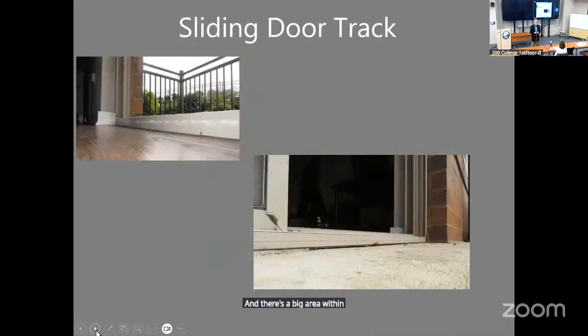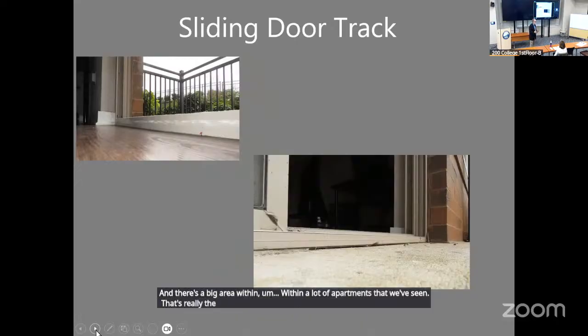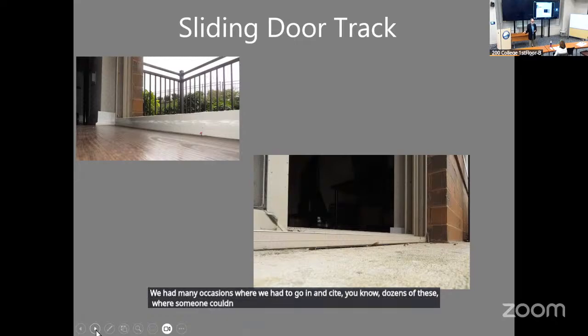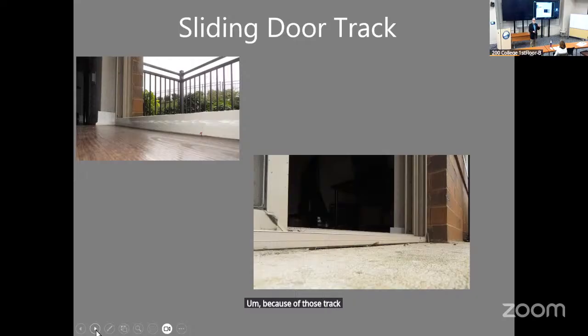And there's a big area within a lot of apartments that we've seen. And that's really if you have a balcony, the access out to the balcony. For generations, the standard solution to those was sliding doors with those big tracks. Not actually allowed under fair housing. We've had many occasions where we've had to go in and cite, dozens of these, where someone couldn't actually get out to the balcony because of those tracks. And the solutions are uniformly not good. So I would avoid those.